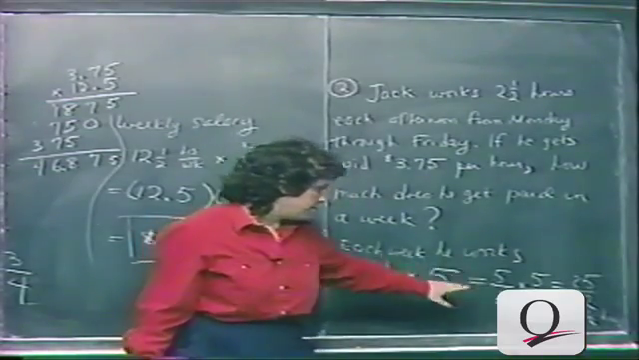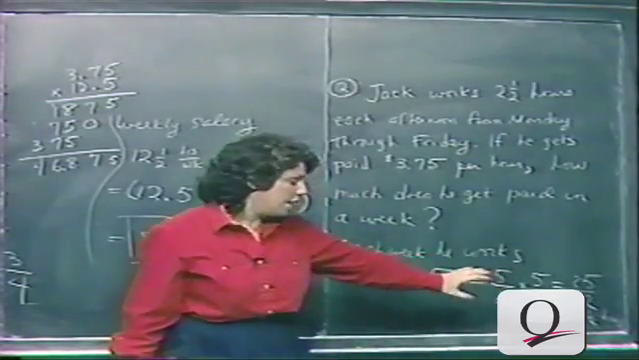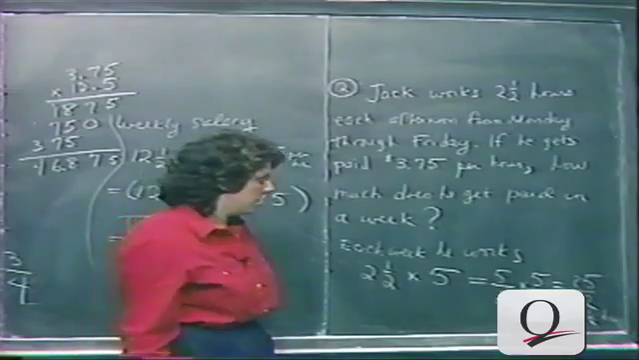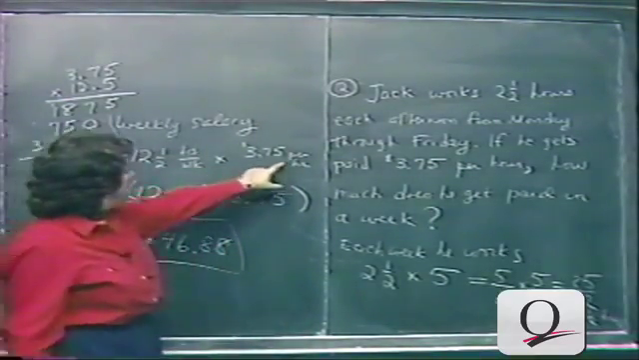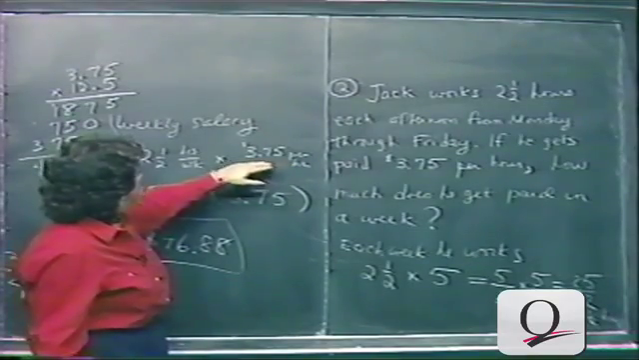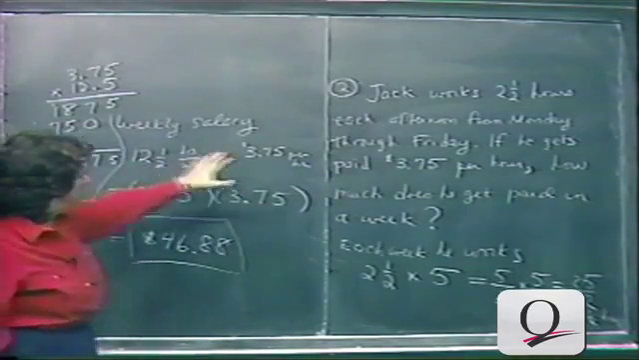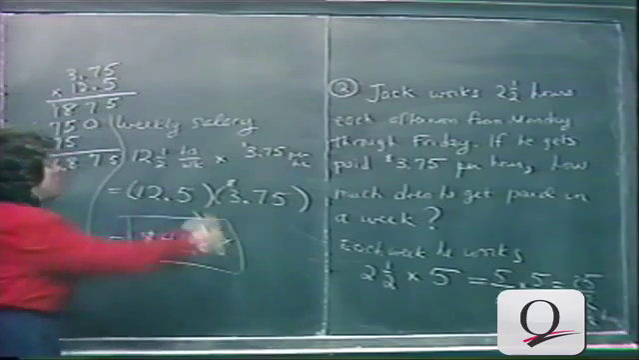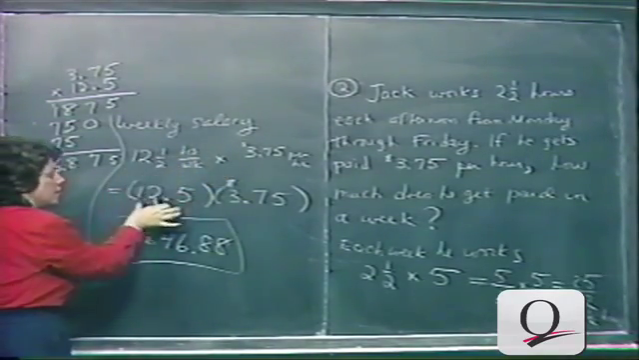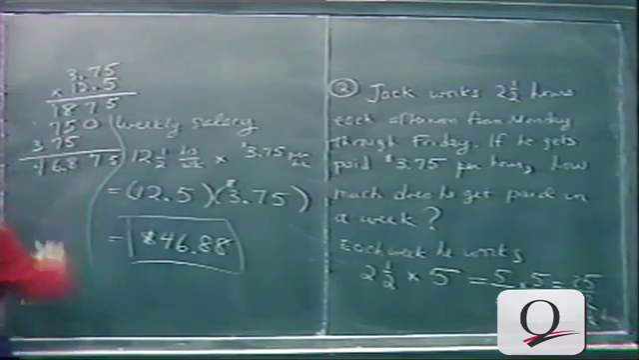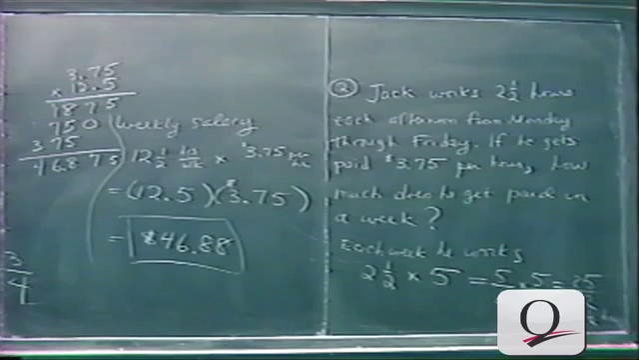That's 5 halves times 5, 25 halves, which was 12.5 hours a week he works. 12.5 hours per week, and his hourly salary is $3.75 per hour. So 12.5 times 3.75. You could have left this as a fraction times a decimal, but I thought it would be a little easier if we just made it a decimal times a decimal. We did the multiplication. We got $46.88 per week.